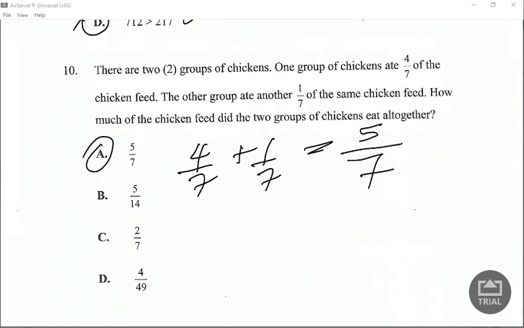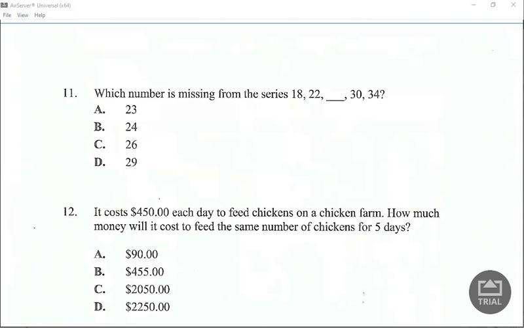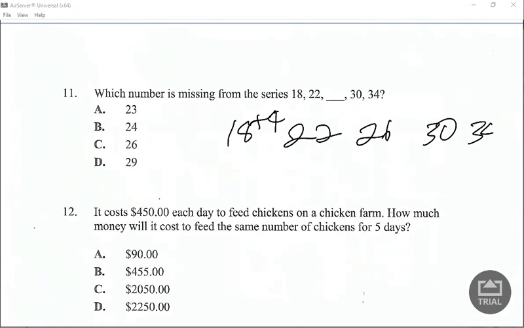Number 11, which number is missing from the series? So we have 18 to 22. I added 4. So it should be 26. Add an extra 4 here to get 30. You're adding 4. So the missing one is 26.